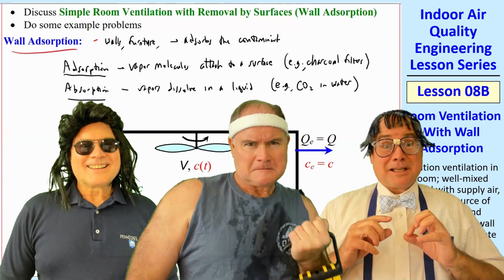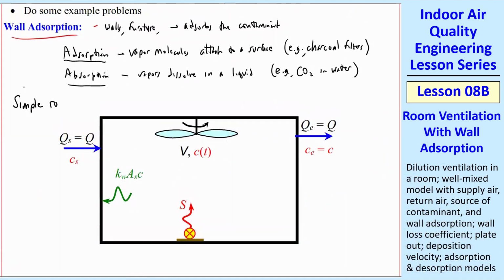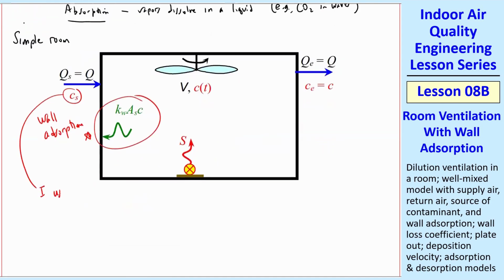Let's look at our simple room. We have the same drawing that I had before. The only thing new now is this wall adsorption term. From now on, I will use CS instead of CA. CS is not always equal to CA. CA means it's coming from the outside air, ambient, whereas CS is supply. And in general, unless you have a window open that you're blowing air in directly from the outside, this is typically coming from a ventilation system that has filters and has some recirculated air.